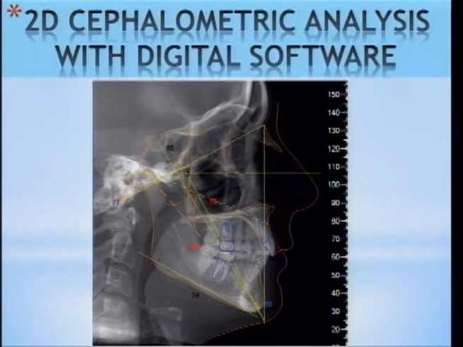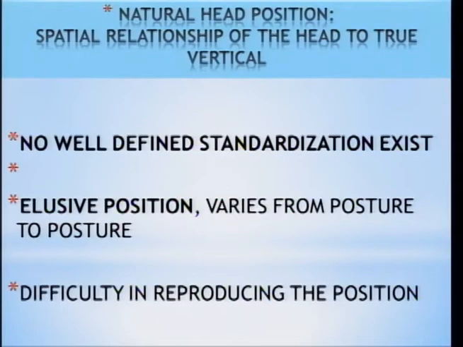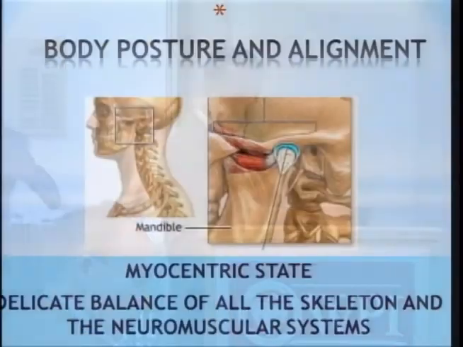But, okay, so from 2D we do all our measurements, and these days we use digital software. And so this is the natural head position. If you look at the chin, it's parallel to the floor. And we have a cephalostat here. Okay, so the natural head position is still not very well defined. It's an elusive position and varies from posture to posture. So we have difficulty in reproducing it. And usually with time, we want to know exactly what changes have happened, whether it's growth changes or treatment changes. And it's very important also in the body posture and alignment.